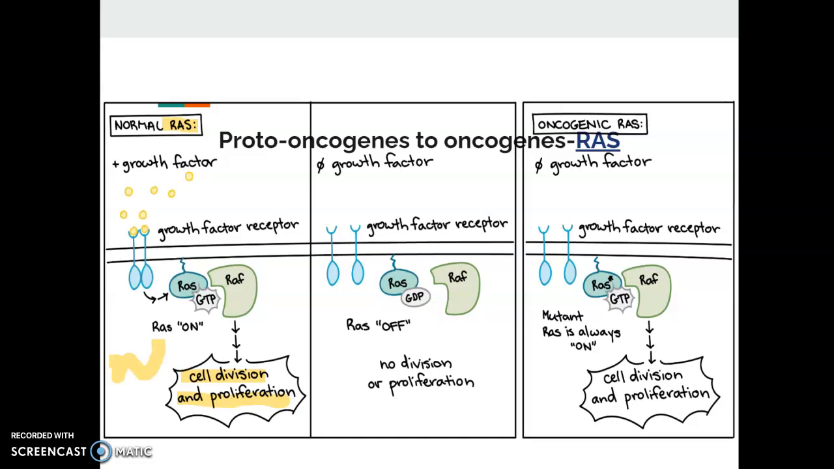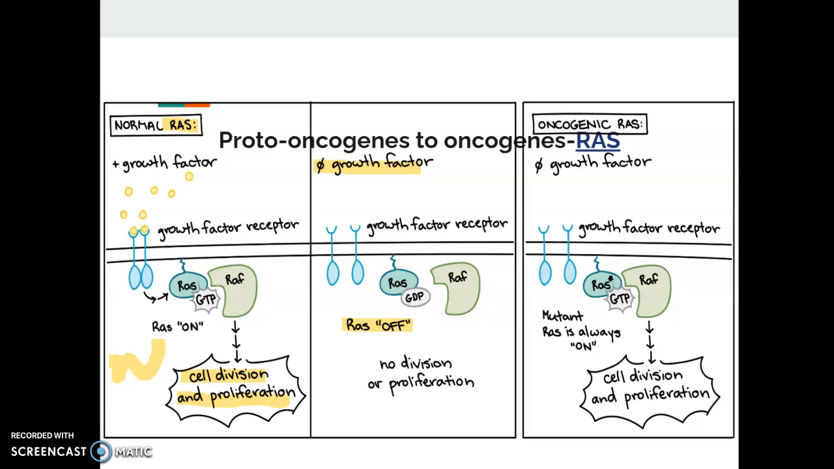Now, when we want to shut this off, that's the key, we just don't have the growth factor. So no growth factor. Look, the receptor sites are not excited, so they're off. And that RAS to GDP, see how that doesn't excite the RAF? This is in the off position. So when our cells go on and off, these are the ways to do this.